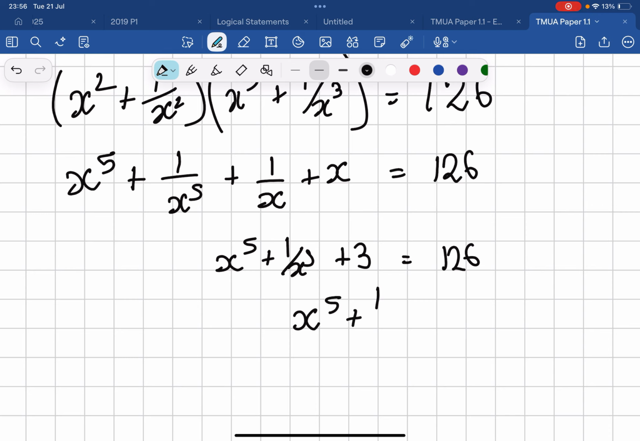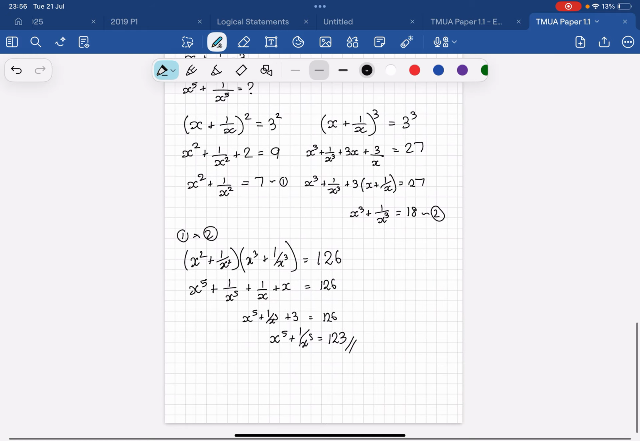Then we can find x to the 5 plus 1 over x to the 5 by subtracting 3, which gives 123. So, beautiful question that.